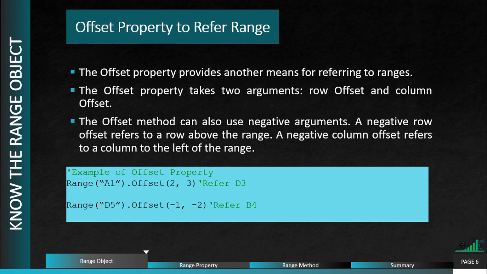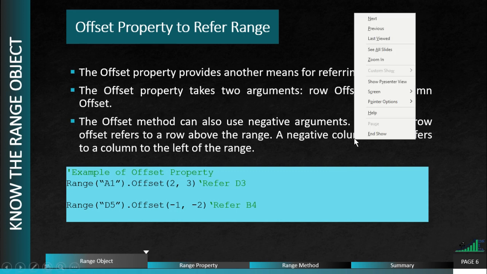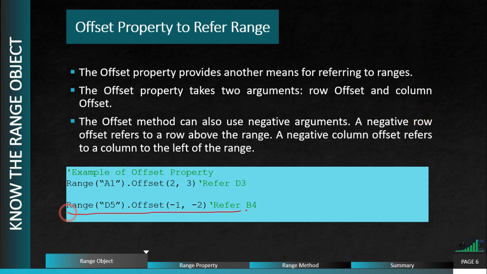Here the same thing, in the second one. If you consider this one, Range(D5).Offset(-1, -2).